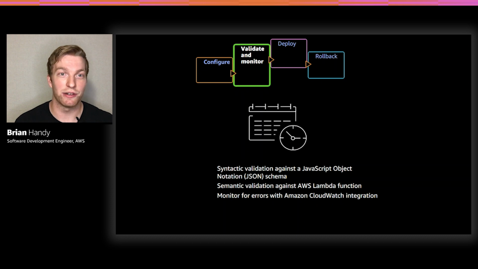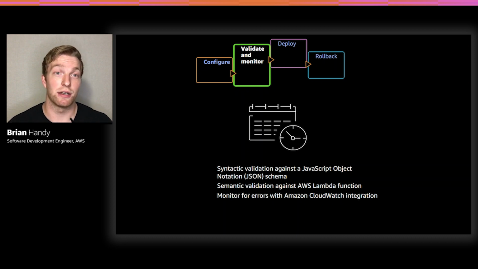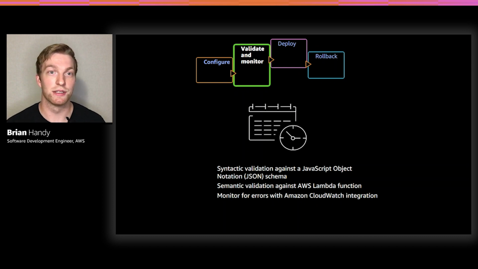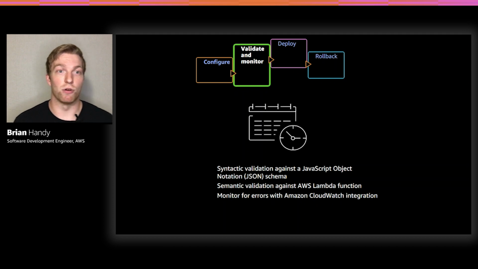So after you set up validators for your config, you can then set up monitors. Monitors are basically a list of CloudWatch alarms where App Config will monitor each of these alarms during the deployment of your configuration, and if any of these monitors triggers during the deployment, App Config will automatically roll back your configuration to its previous state.